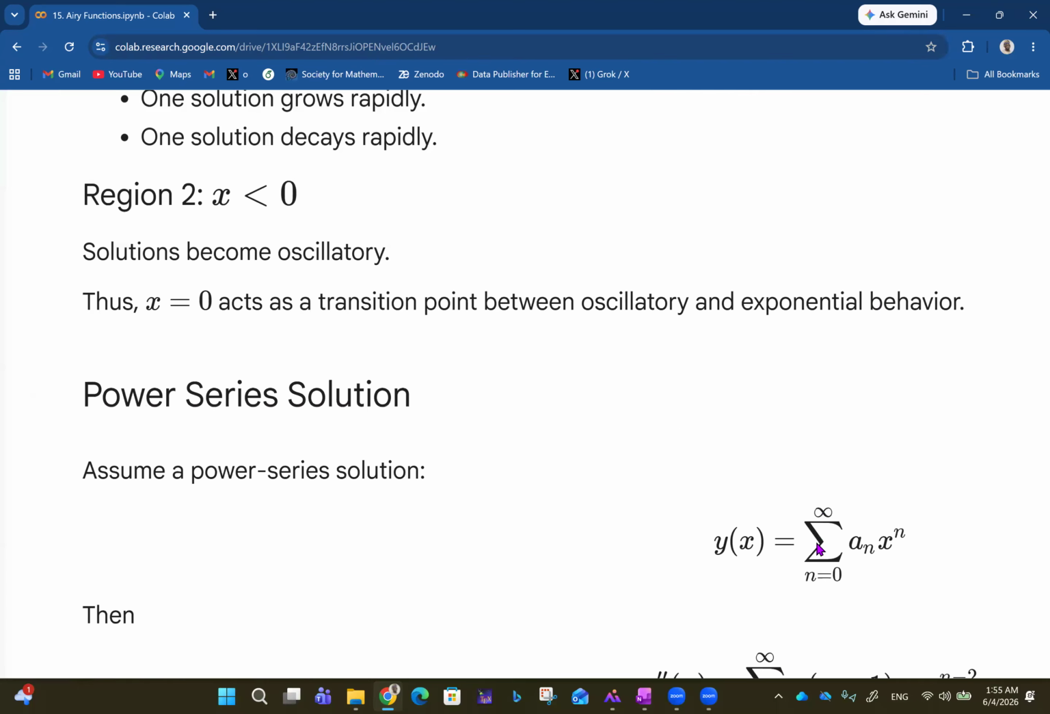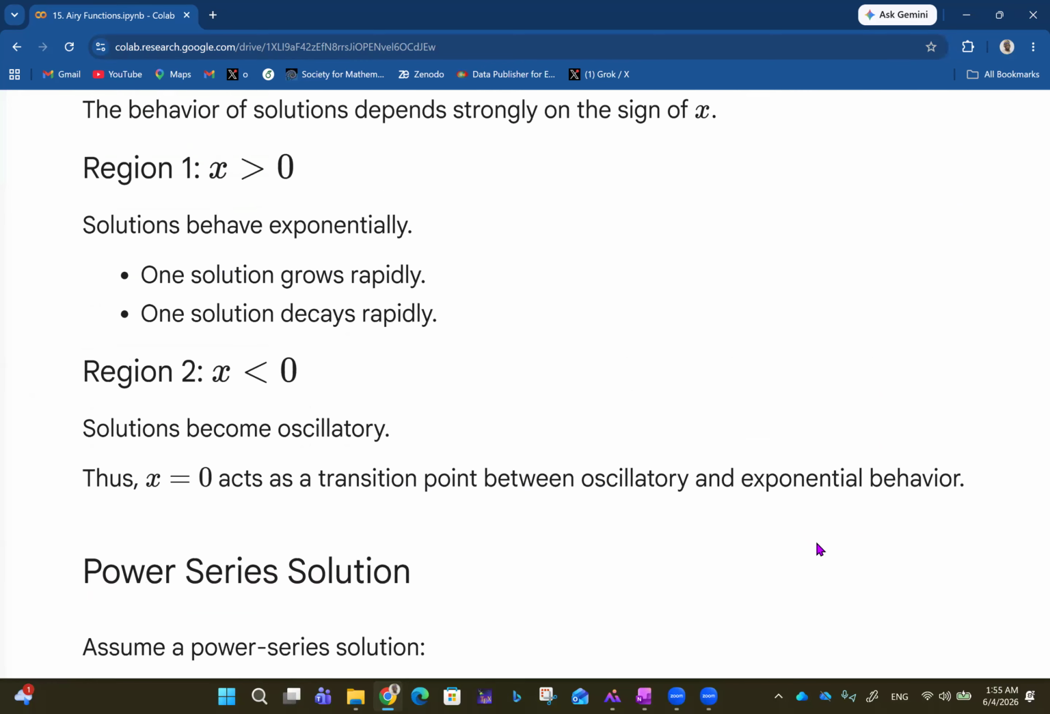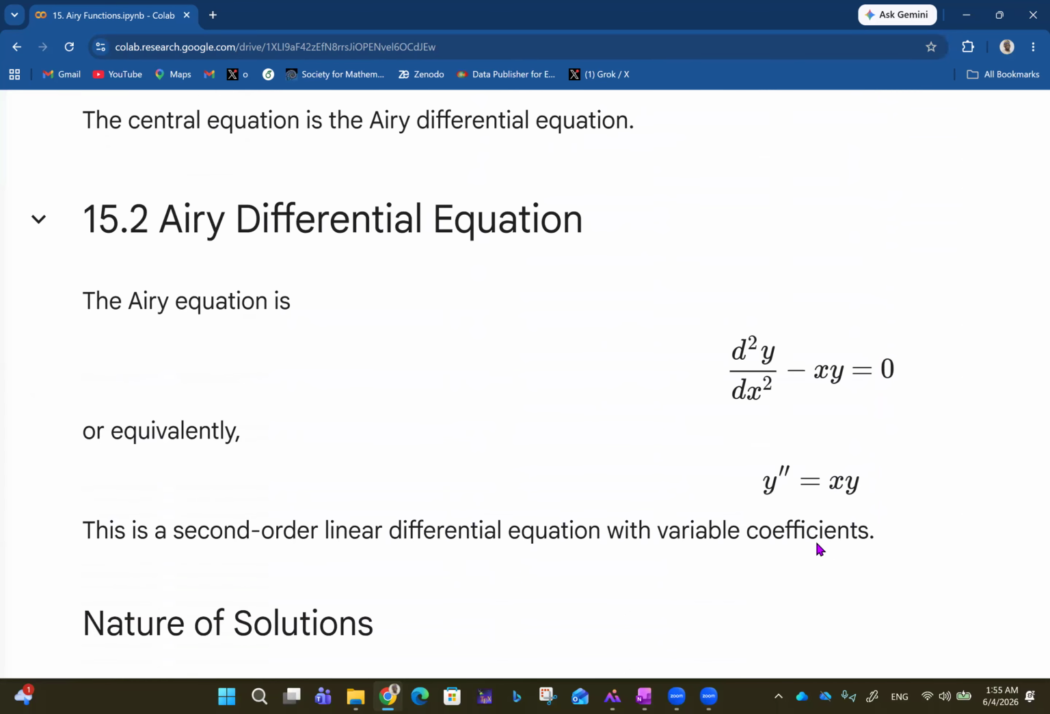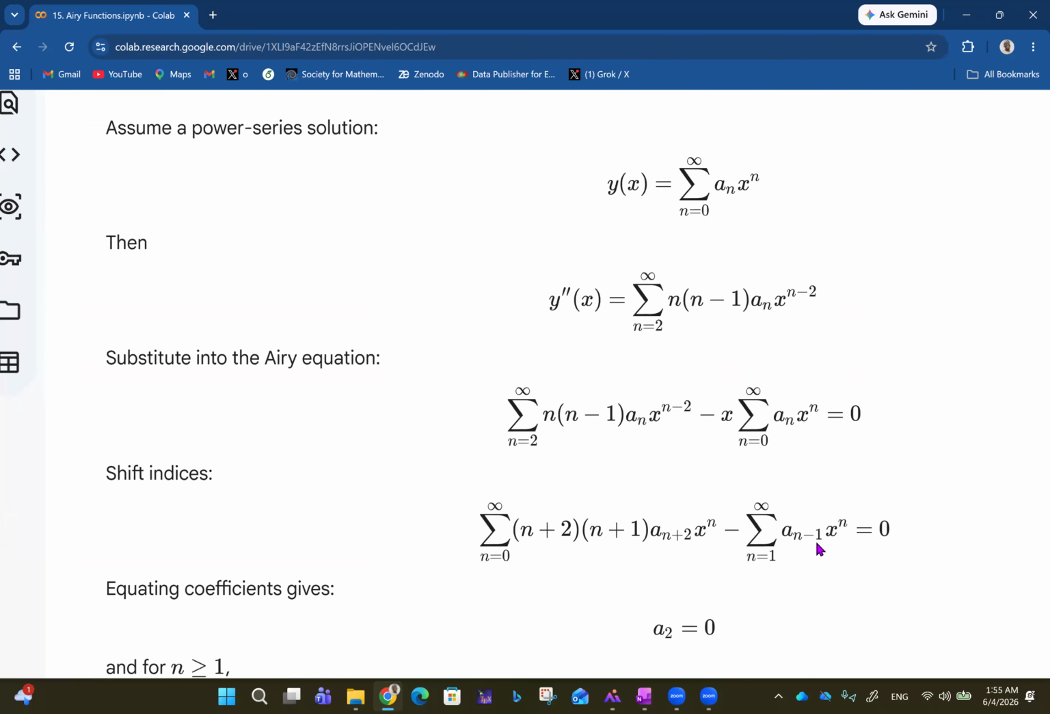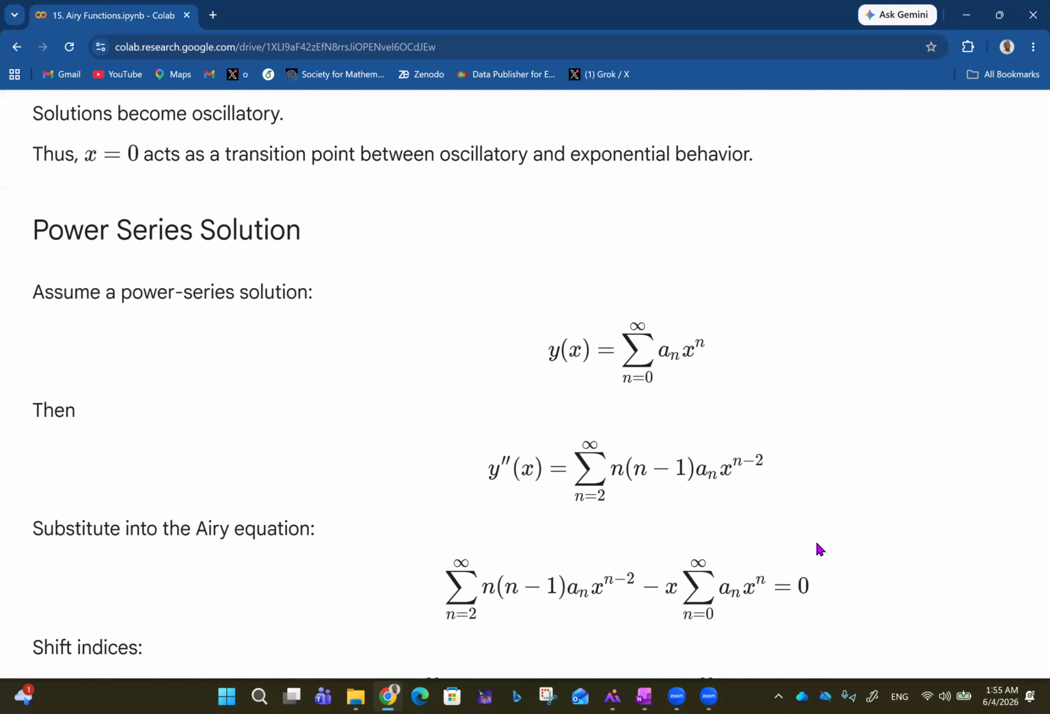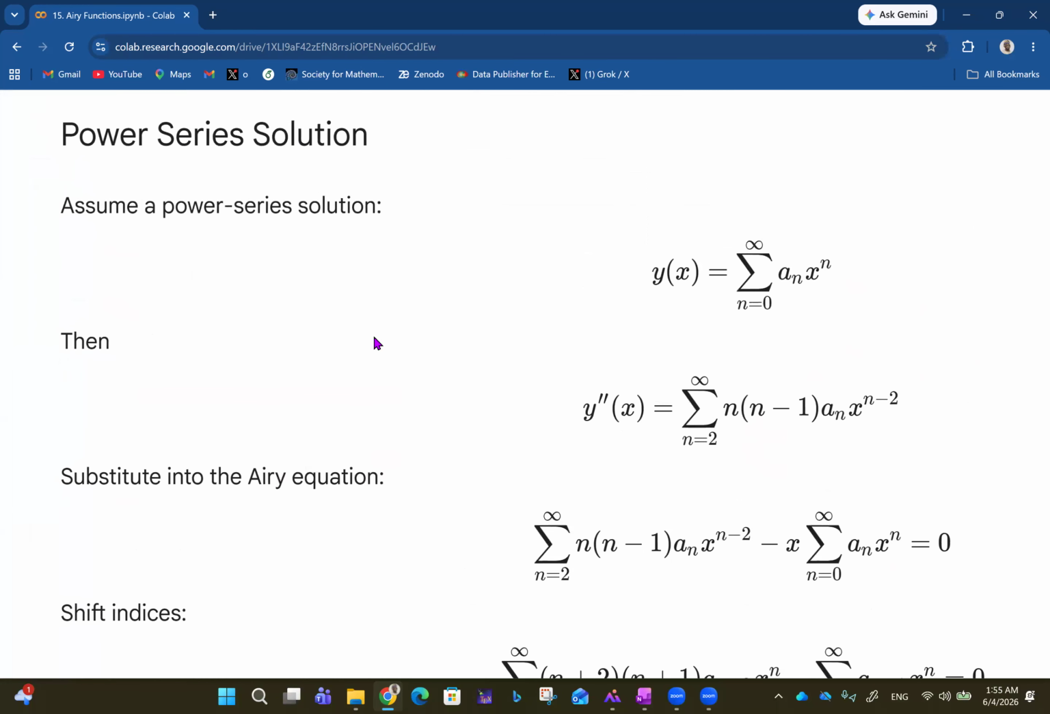So you then have a power series solution to the Airy equation. Don't forget, the Airy equation is y prime prime equals xy. I dealt with the power series solution thoroughly in the differential equations playlist. If you assume a power series solution where y of x is the summation from n equals 0 to infinity of a sub n x raised to power n, then if you differentiate this, y prime of x is the summation of n a sub n x raised to power n minus 1. The second derivative is the summation of n times n minus 1, a sub n, x raised to power n minus 2.